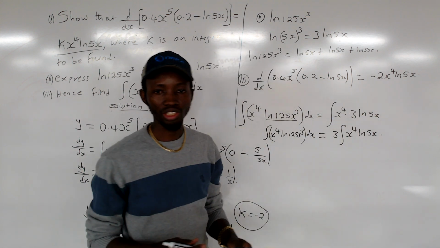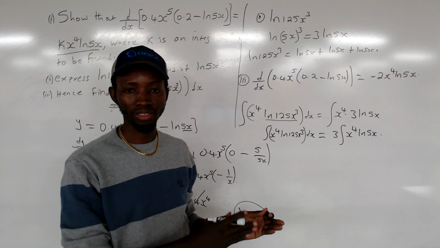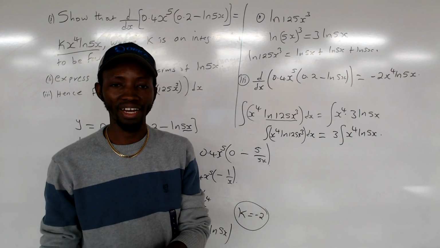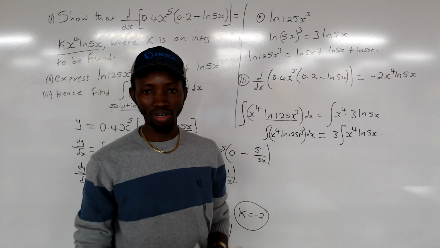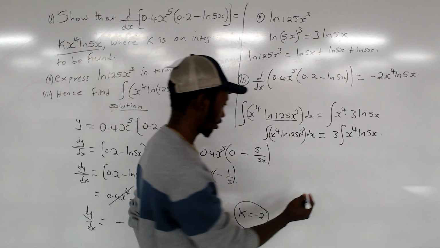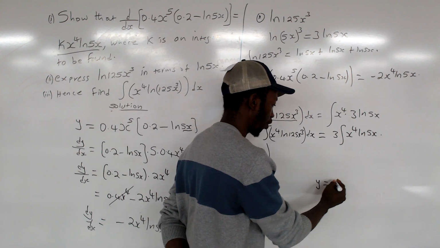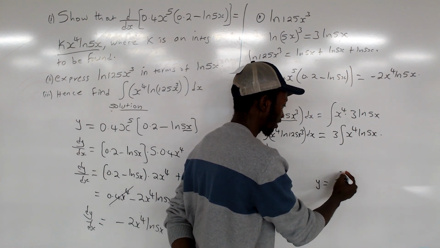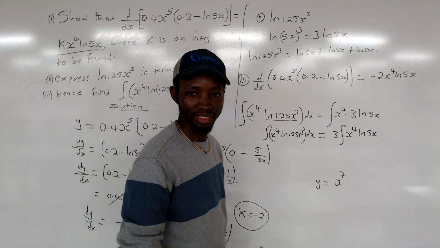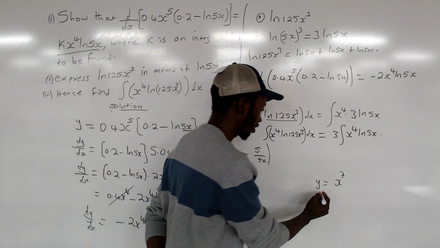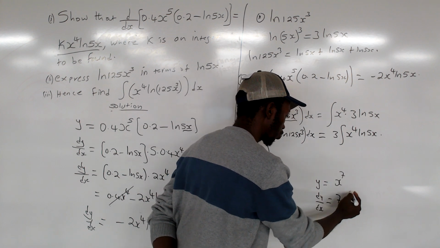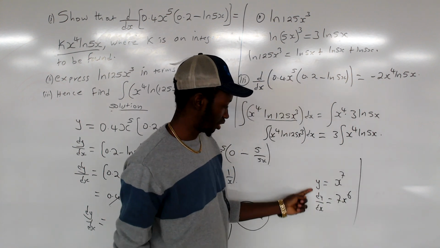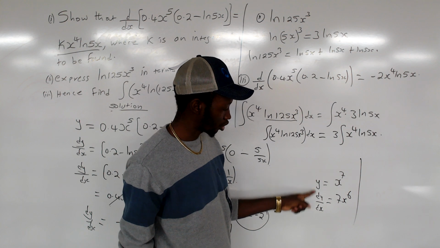Because you can move from the derivative form to the integral form, and you can as well move from the integral form to the derivative form. What I'm trying to say here is, let's just say you have y equals x raised to power 7. This is the function. If we differentiate this, dy over dx is going to give us 7x to the power 6. So this is the derivative. We have moved from function to the derivative.